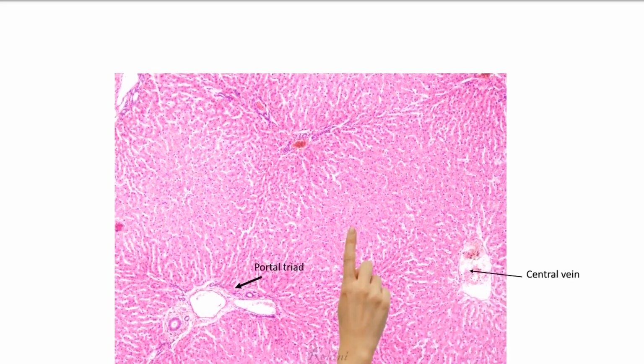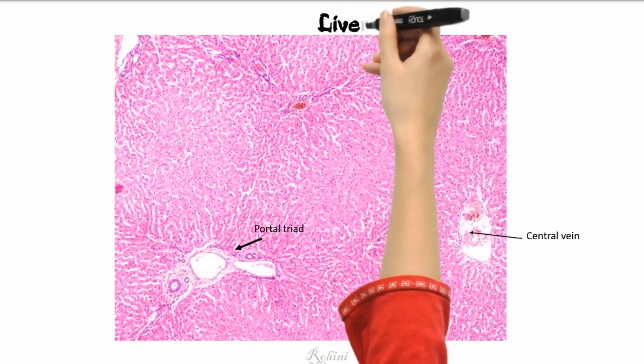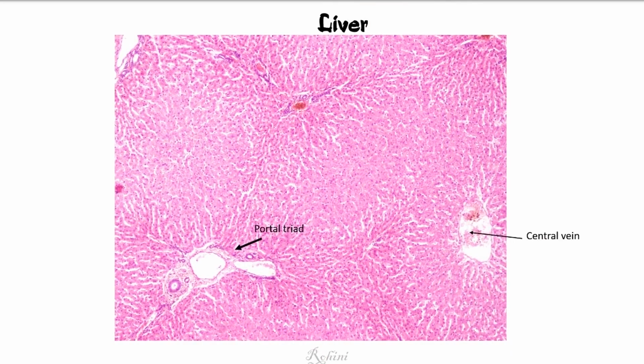The slide of liver can be identified by the presence of the portal triad, with the hepatic artery, portal vein and bile duct. We also see the central vein, from which the radiating hepatocytes arrange in a hexagonal pattern.